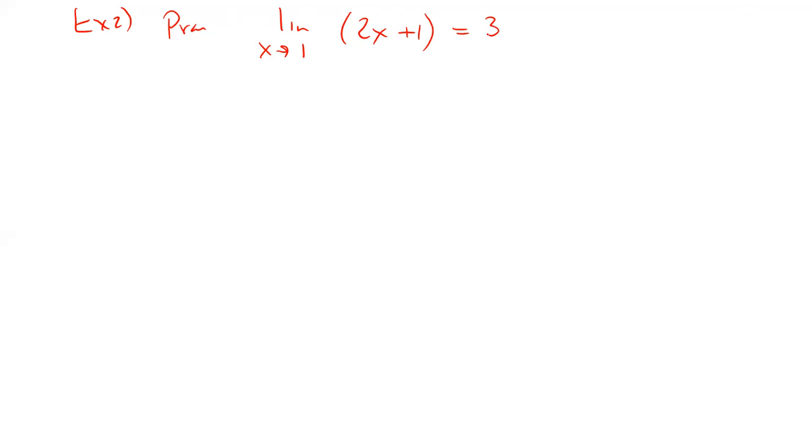All right, very similar to the first one. So first of all, let's make sure that it is true. Yeah, it's a linear function. I have no domain problems here, right? So I don't have to factor, I don't have to cancel, nothing like that. I can just plug in: 1 times 2 is 2, plus 1 more is 3. Yes, that is the limit. So now let's prove it.